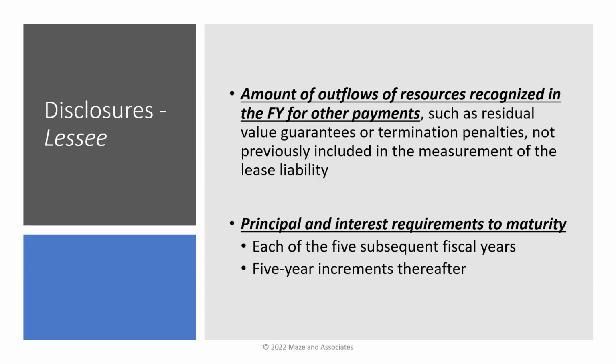So the lessee has to include a schedule of principal and interest requirements to maturity. So your liability payment is similar to that schedule, your debt amortization schedule that shows in the footnote. So it's each of the 5 subsequent fiscal years, and then 5-year increments after that.